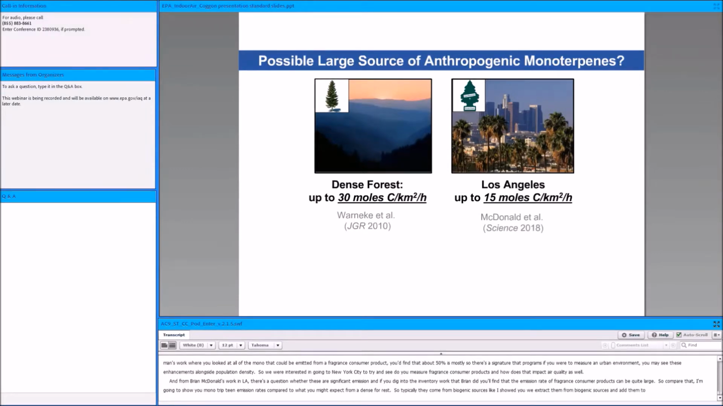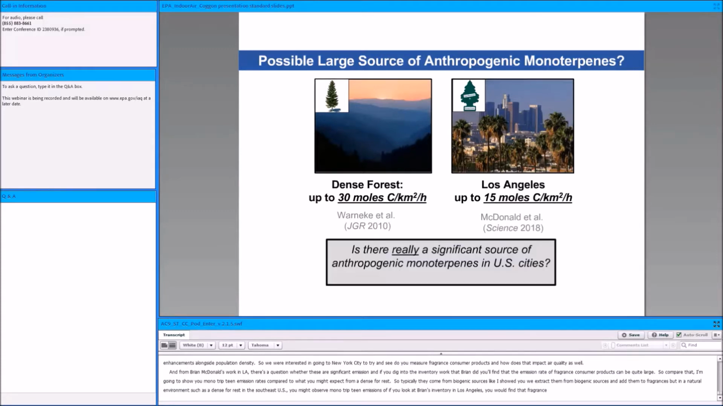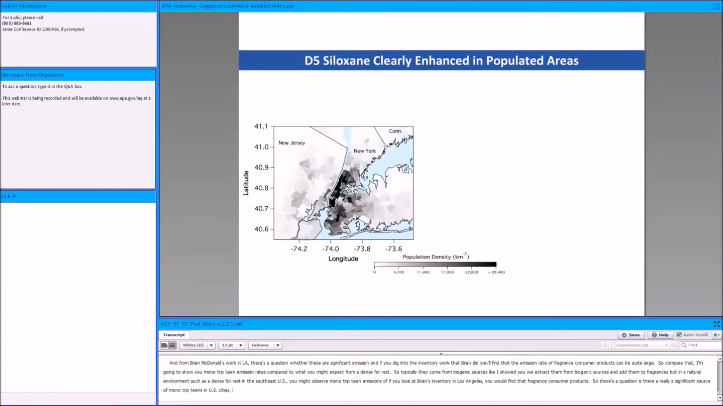But in a natural environment, such as a dense forest in the southeast U.S., you might observe monoterpene emissions of about 30 moles of carbon per square kilometer per hour. If you look at Brian McDonald's inventory in Los Angeles, you'd find that fragrance consumer products could emit as much as 15 moles of carbon per square kilometer per hour of monoterpenes. So there's a question: is there really a significant source of anthropogenic monoterpenes in U.S. cities, i.e., is there a human forest associated with volatile chemical product usage?